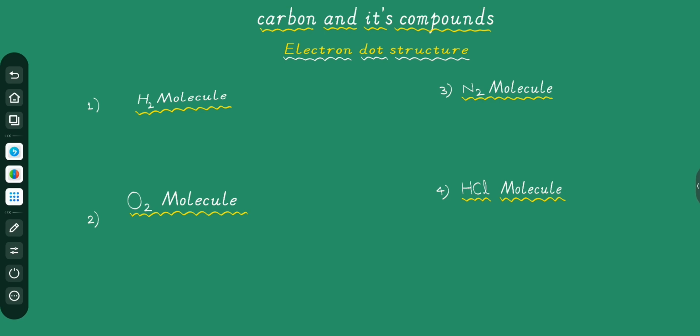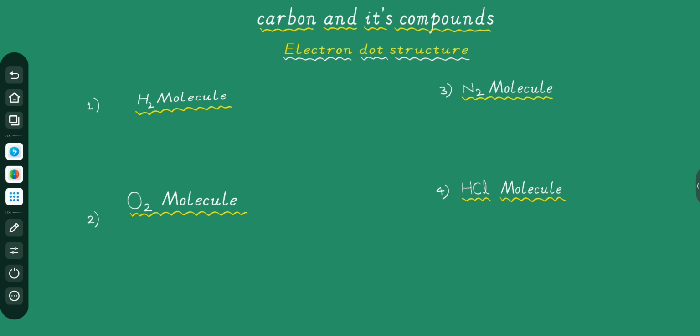The chemical bond formed between two atoms by sharing of electrons is called a covalent bond. What is a covalent bond? A chemical bond formed between two atoms by sharing of electrons. Today we will discuss how a covalent bond is formed by sharing of electrons.